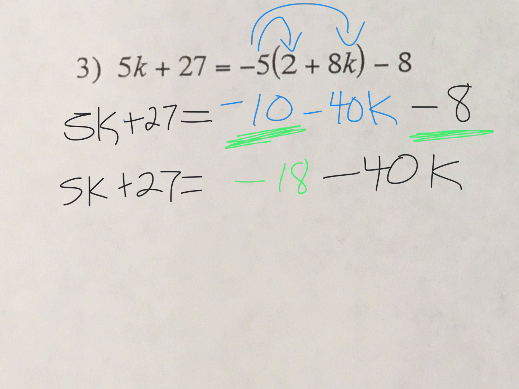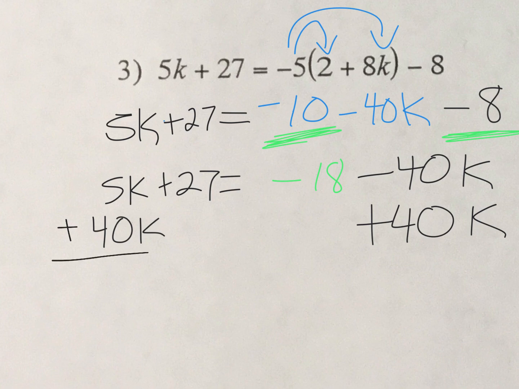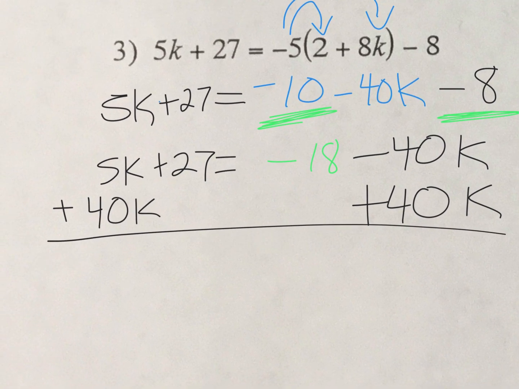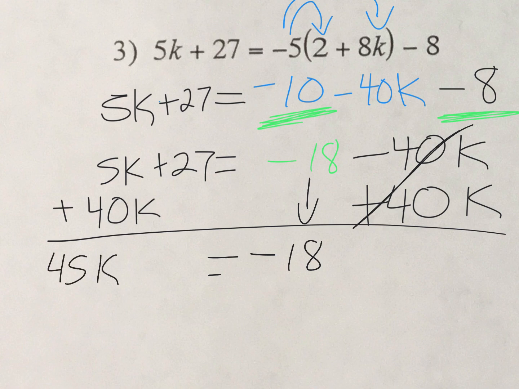So I'm going to get rid of that minus 40k, and I'm going to do it with a plus 40k. And I'm going to do that on both sides of the equal sign, because if I do it on one side, of course, I have to do it on the other side. So those cancel. I'm going to bring that negative 18 down. And then 5k plus 40k is 45k plus 27. I'm going to rewrite this because that's pretty messy.